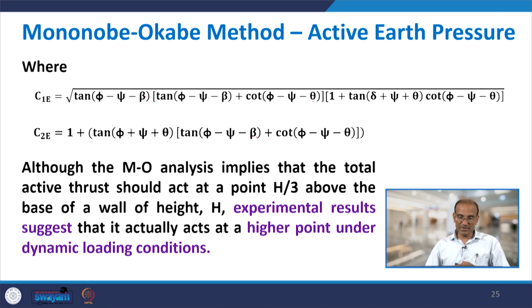Although the Mononobe-Okabe analysis implies that the total active thrust should act at a point h by 3 above the base of a wall of height h, that applies when you have the static case. Experimental results suggest that it actually acts at a higher point under the dynamic loading condition, and that is okay, because the dynamic load will carry the load on the top. Now, how do we determine the location where this load acts?